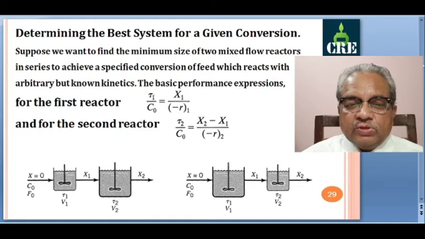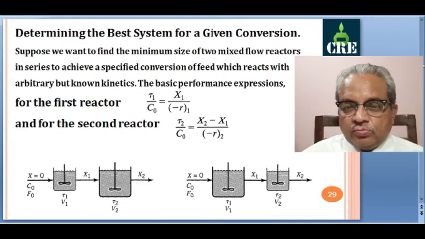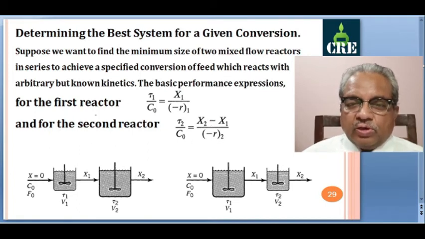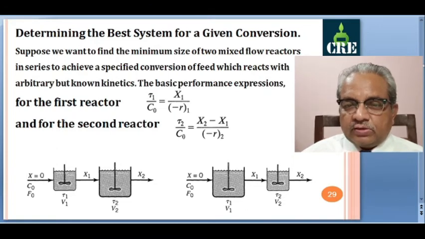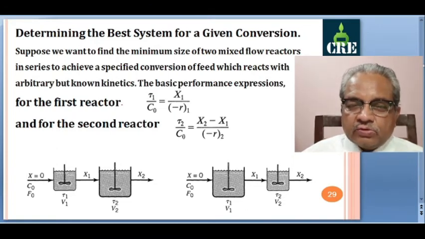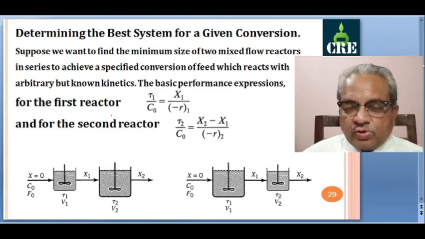The basic performance expressions for the first reactor, you can write tau 1 by C0 is x1 by minus R1, and tau 2 by C0 is x2 minus x1 by minus R2. Now these performance equations for mixed flow reactors, we have used in various forms. So we are using the forms of conversion, which you are familiar with.